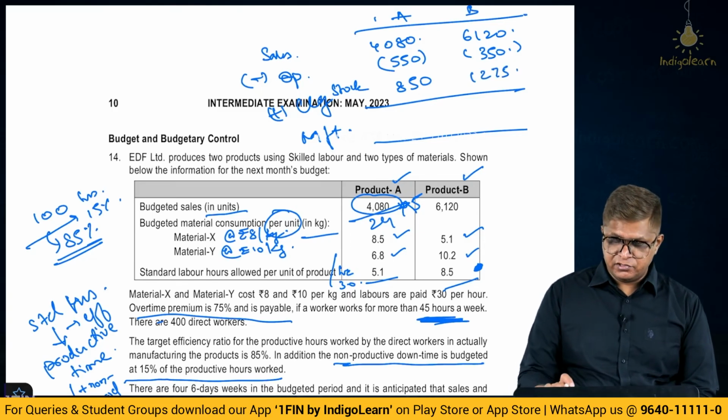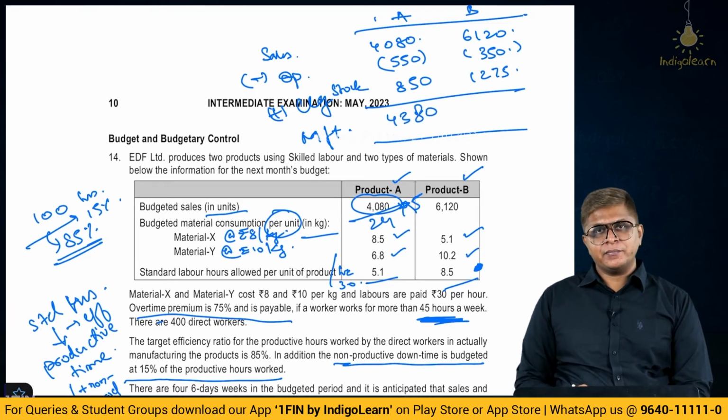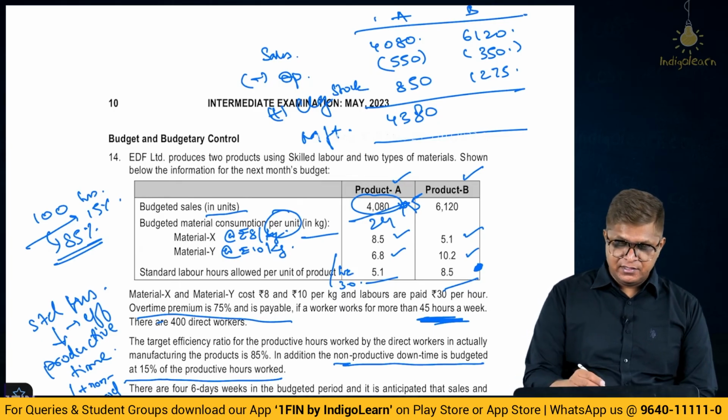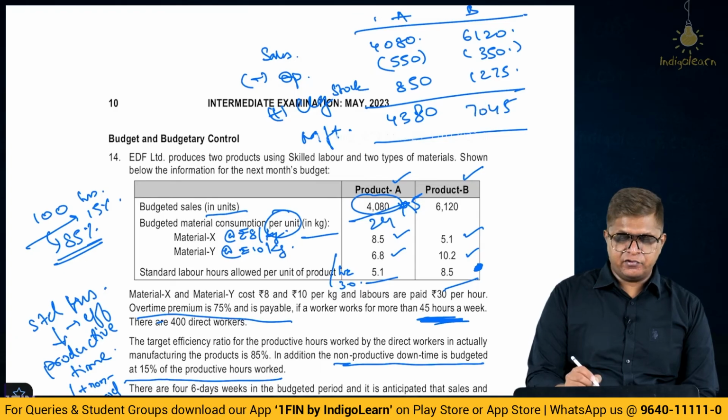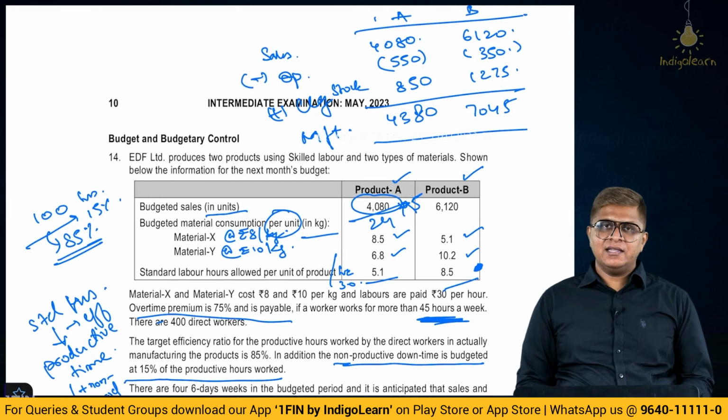So for product A, 4080 minus the 550 we already have in the opening stock, plus we require 850 as closing stock. So 4380 units have to be manufactured during the period. Likewise for product B, 6120 minus 350 plus 1275, 7045 units have to be manufactured. Based on this, our entire calculation has to happen. Let's look at the solution.